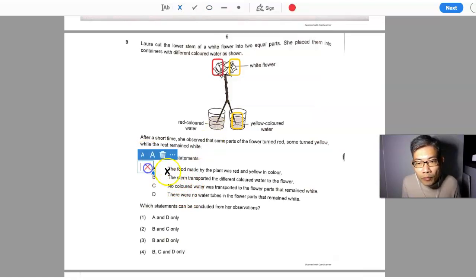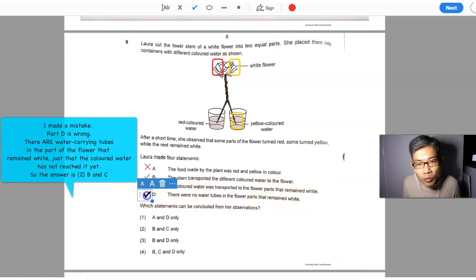Alright, A is wrong. The stem transported a different colored water to the flower? True, the stem contained the water carrying tubes. I'll put it as correct first. No colored water was transported to the flower parts that remain white? That's true. There were no water tubes in the flower that remains white. Has to be true because there were no tubes. All the stems were already immersed in the colored water. Okay, so my take is B, C, D are correct. So the answer is 4.